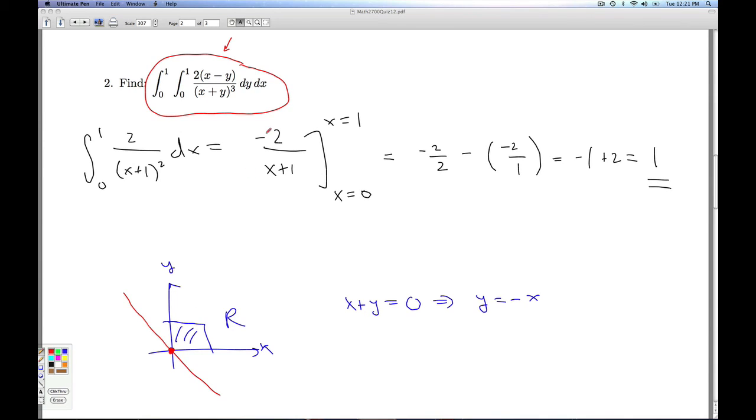So this integrand is perfectly fine everywhere except 0, 0. And that's just enough to screw this thing up so that the iterated integrals don't equal each other when you switch the order. So what's the lesson here? We need a continuous integrand to make this work out. That'll do it for quiz 12.